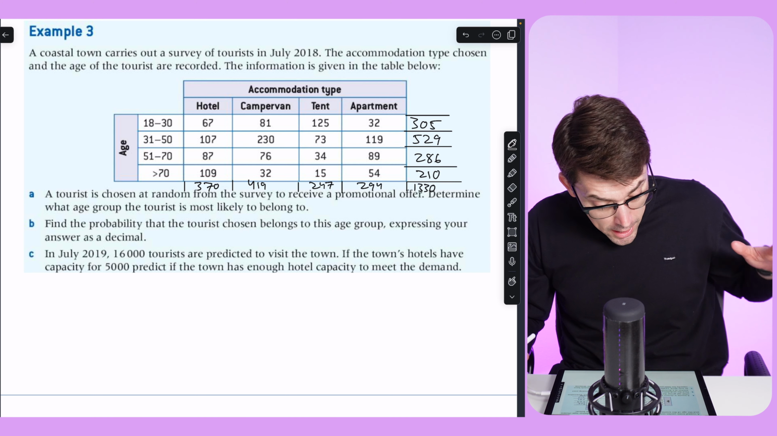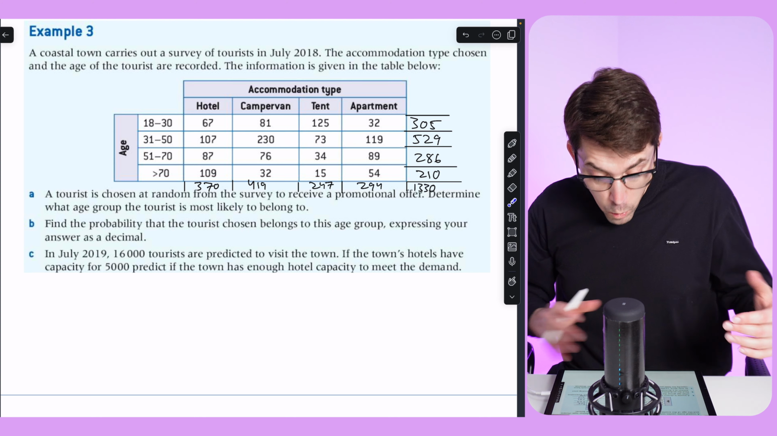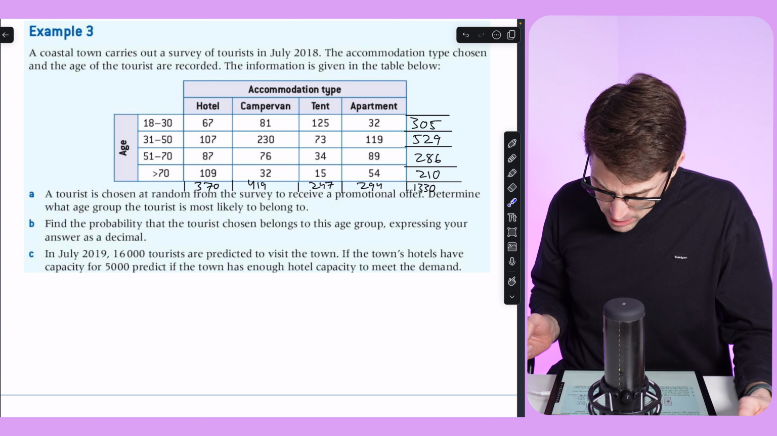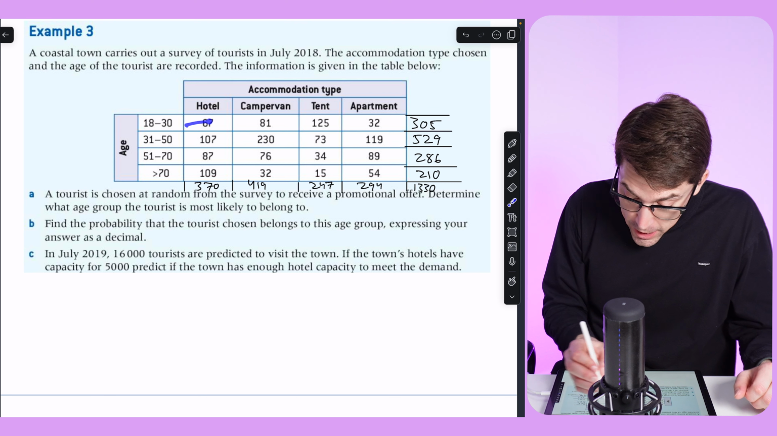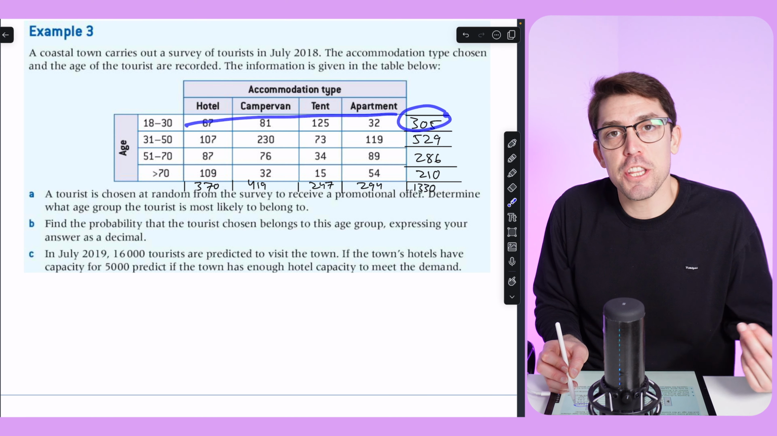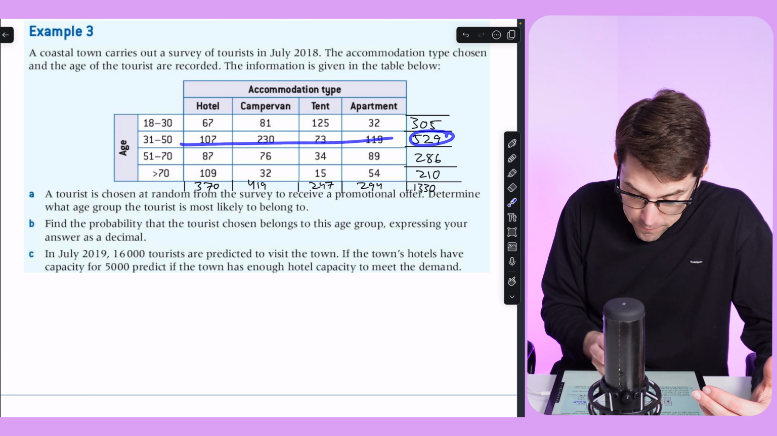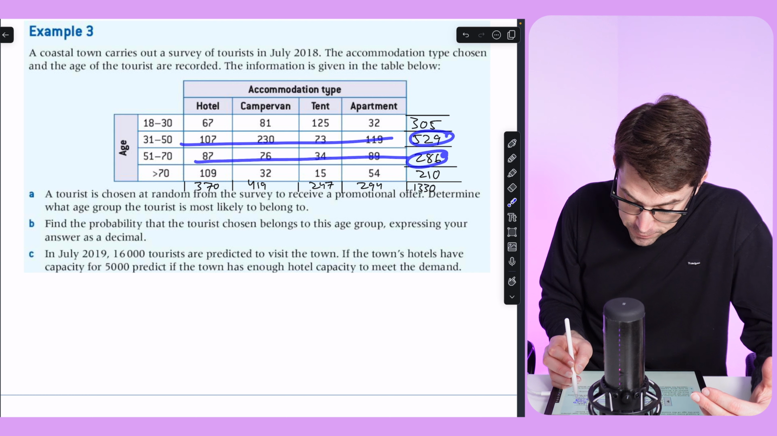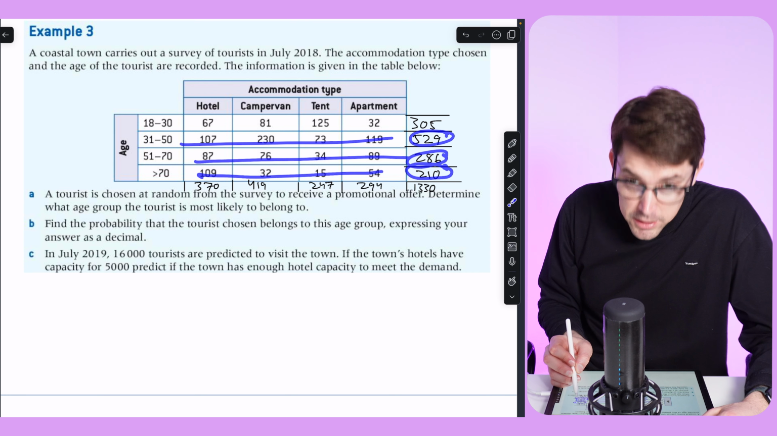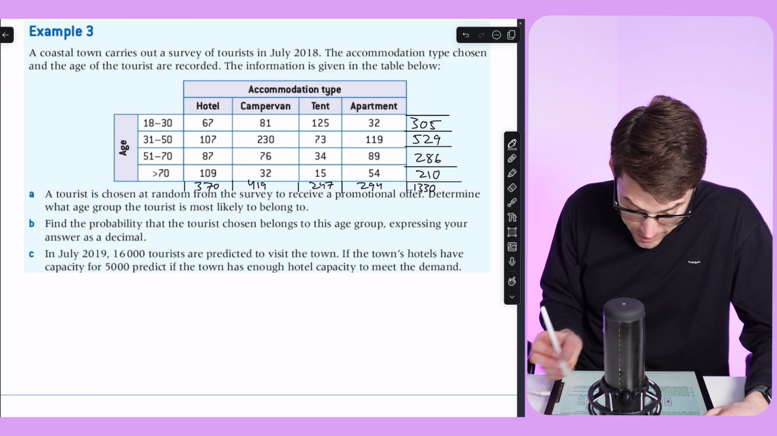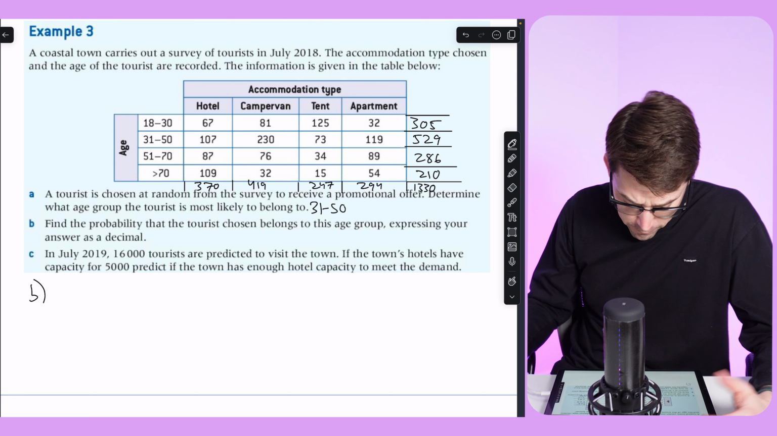Okay, 1330. So now a tourist is chosen at random to receive a promotional offer. What age group are they most likely to belong to? I don't actually have to do any math here. I just have to think, which age group has the largest representation in the sample? Well, I have 305 18 to 30-year-olds, 529 31 to 50-year-olds, 286 51 to 70-year-olds, and then I have 210 elderly folks above 70. So clearly my answer is the 31 to 50 age group, because I have 529 people.